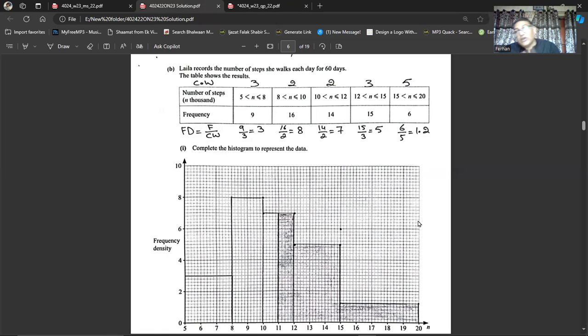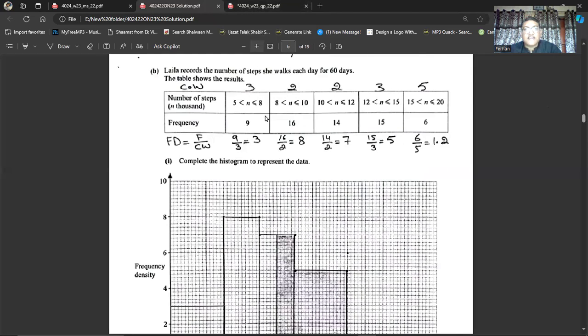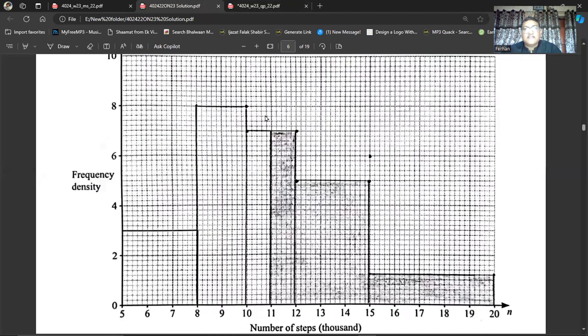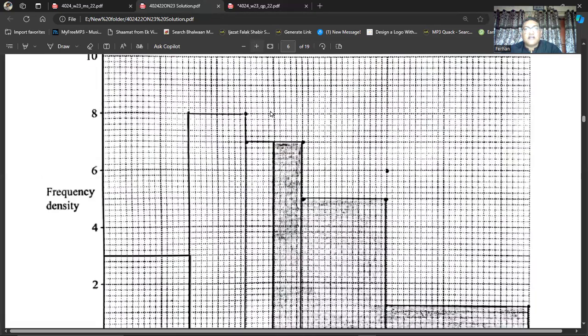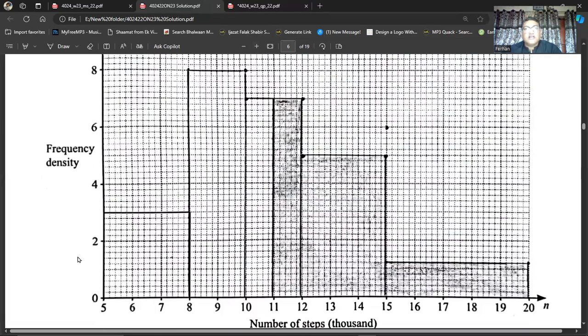I hope you have good practice on how to make these histograms. You can pause the video and take your time with this. And let me increase the size so you can see how this is made. So hopefully now you understand this.